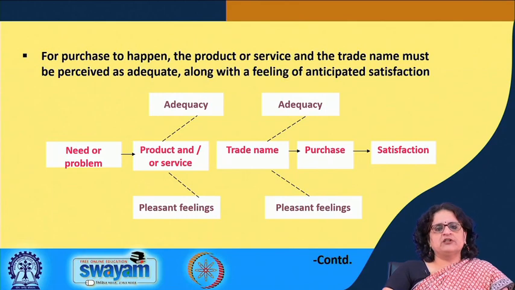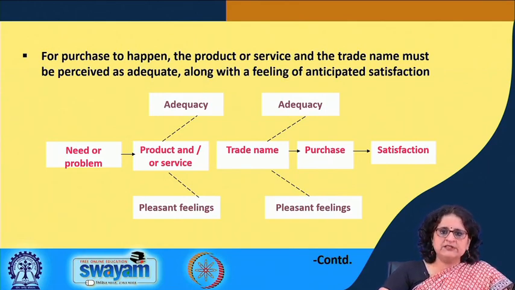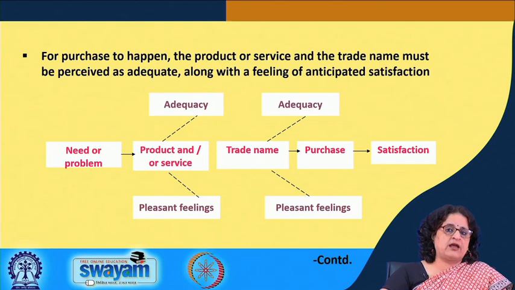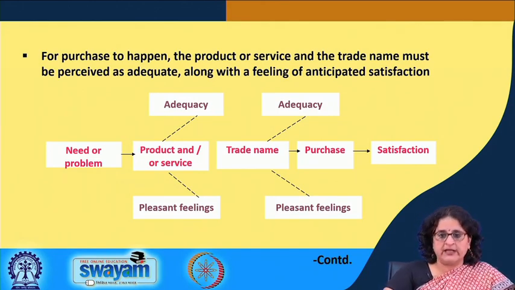So, what happens in the buyer's mind is that he has a need or a problem, he looks for a solution, the solution of which would be a purchase, and the purchase would be something which should lead to satisfaction, so that it is an ongoing long-term relationship between the buyer and the seller. However, purchase will only and only happen when the prospect feels that the product or service which he intends buying and the trade name or the brand which he intends to buy is something which is adequate as well as something which will evoke pleasant feelings in his mind.